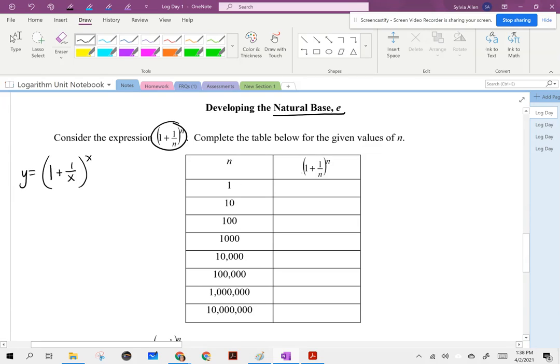If we were to replace n with 1, we'd get 1 plus 1 over 1, which is 2, to the first power is 2. So we get 2. And then if we were to do this, we would get 2.594 and 2.705. I want you to pay attention to how big the x's are getting. And I'm only going to go to 3 decimal places from here on out. So no matter how big my x is getting, it seems to be approaching 2.718.